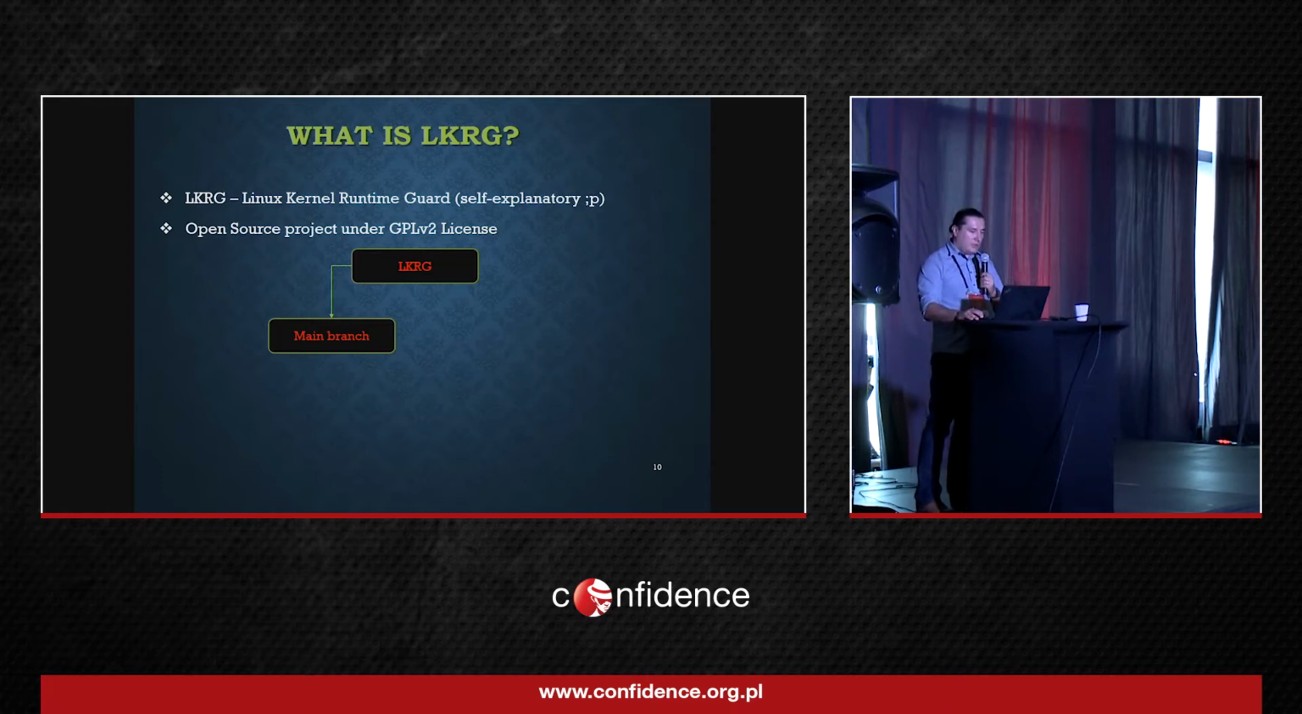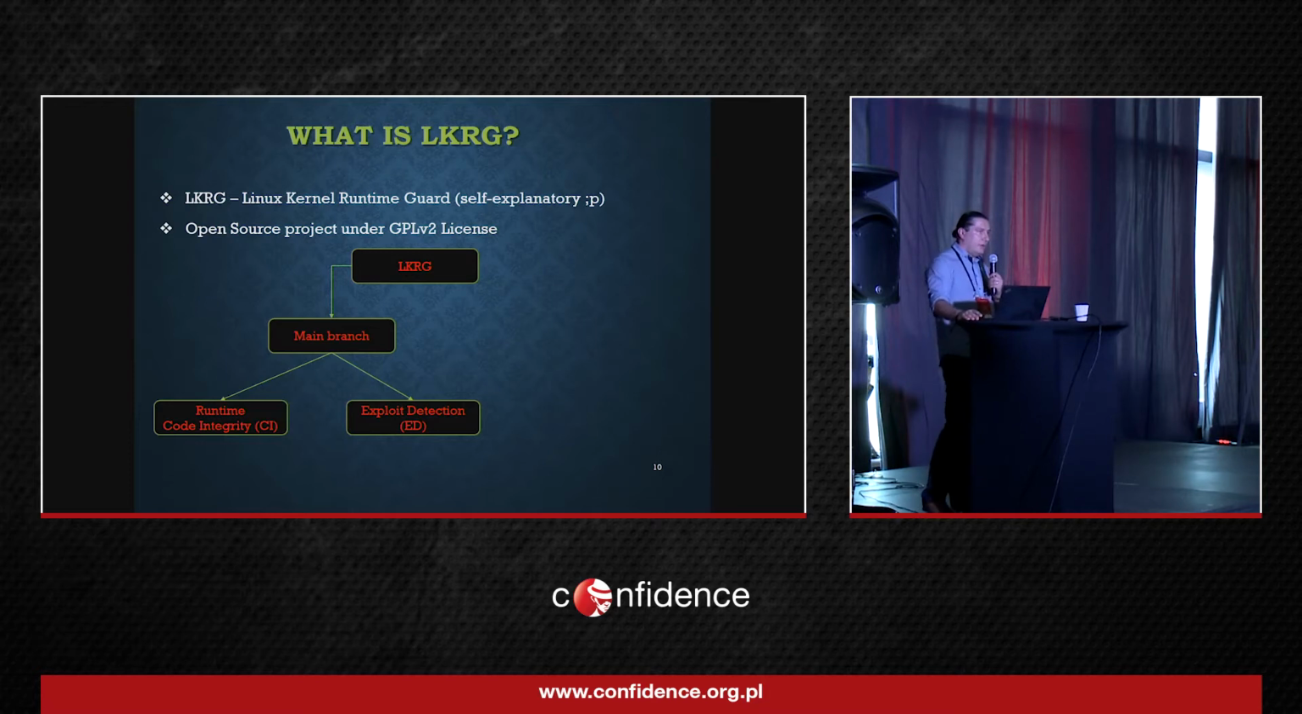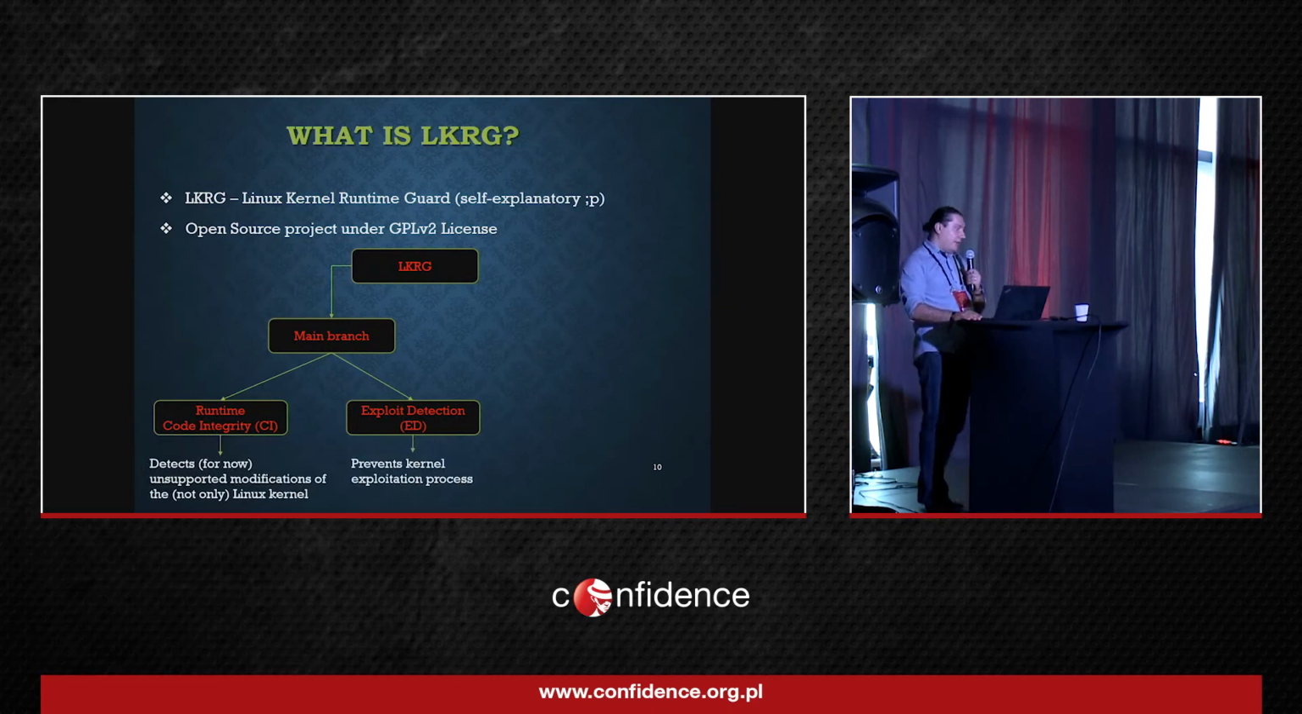And this main branch consists of 2 main features, which are exactly runtime code integrity, in short CI, and exploit detection, in short ED. Runtime code integrity detects, for now just detects, in the future also protects from unsupported modification of the Linux kernel, and not only the Linux kernel, also other critical resources in the system. And the exploit detection feature will currently prevent the Linux kernel exploitation process, or at least try to do it.